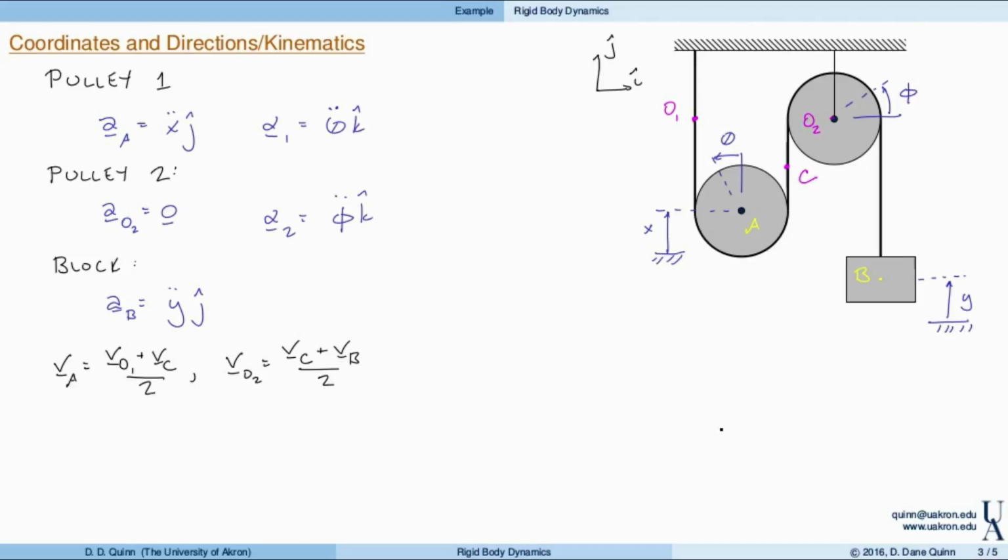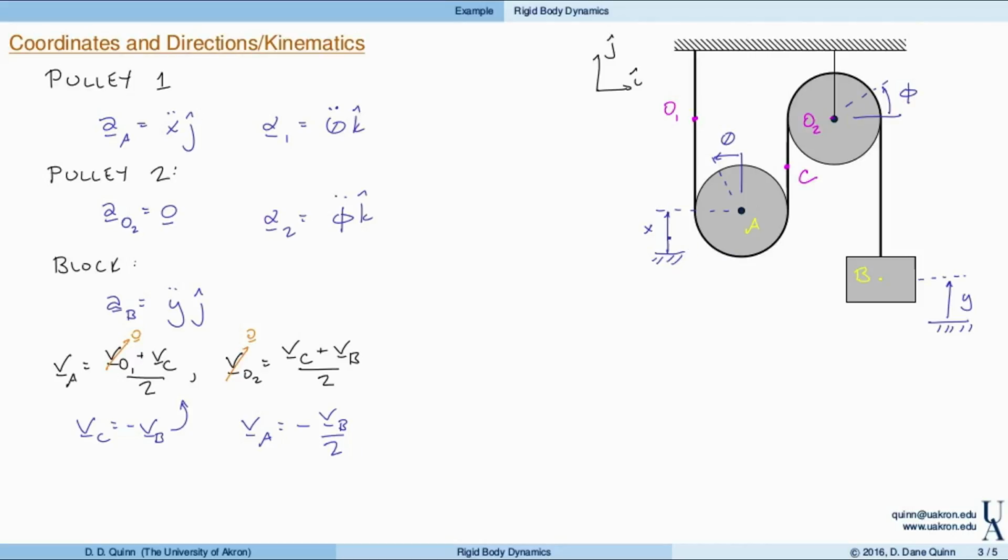So I can actually take these expressions and eliminate the velocity of C. Because here the velocity of O1 is equal to 0. The velocity of O2 is equal to 0. So both of those points are fixed in the ground. So from this relationship, we find that the velocity of C is minus the velocity of B. And then when we introduce this into the first constraint, we see that the velocity of A is the velocity of C over 2, but that becomes minus the velocity of B over 2.